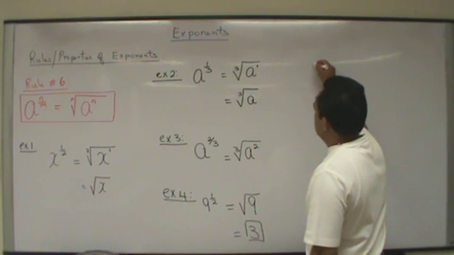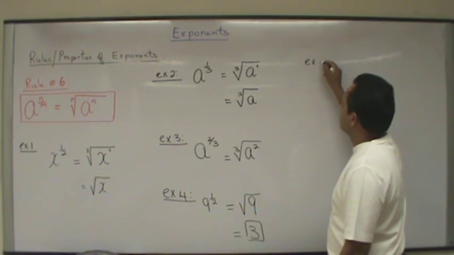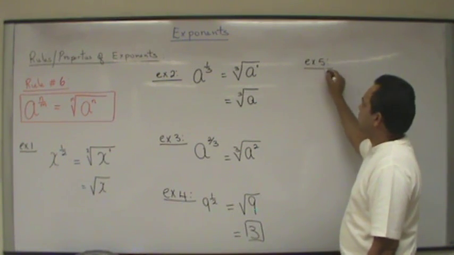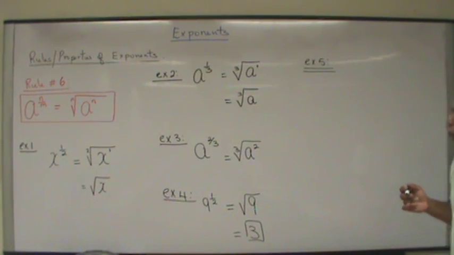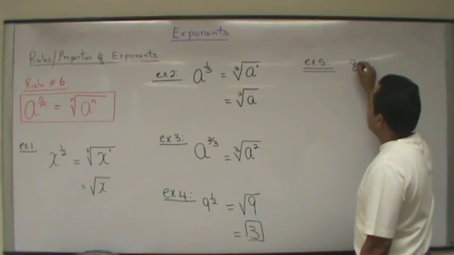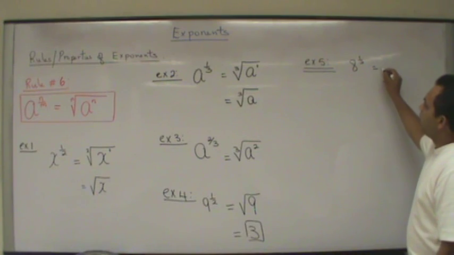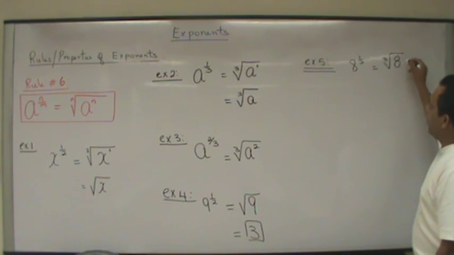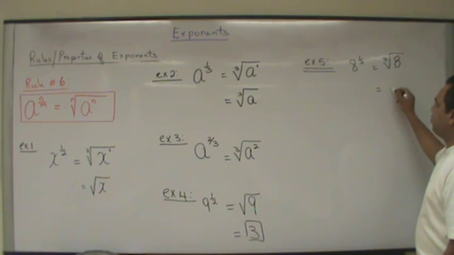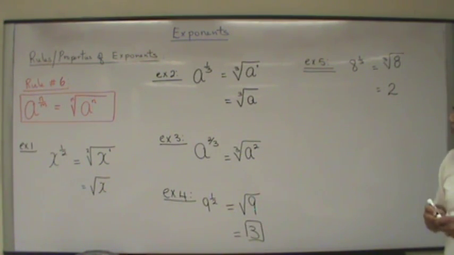For example, example number 5. What is 8 to the 1/3 power? Well, rewriting that, it's the cube root of 8 to the first power, but the cube root of 8 we know is 2.